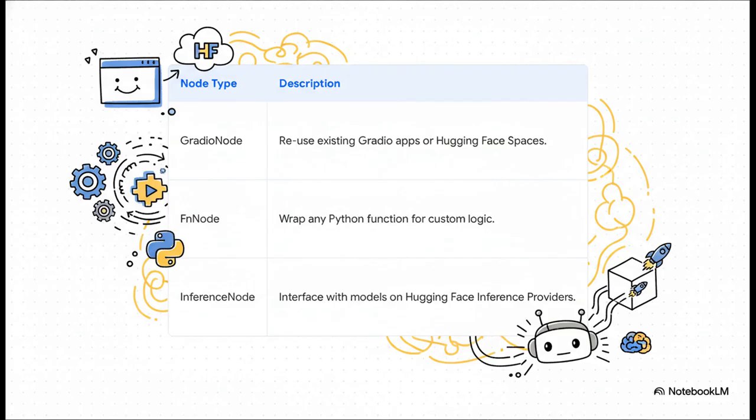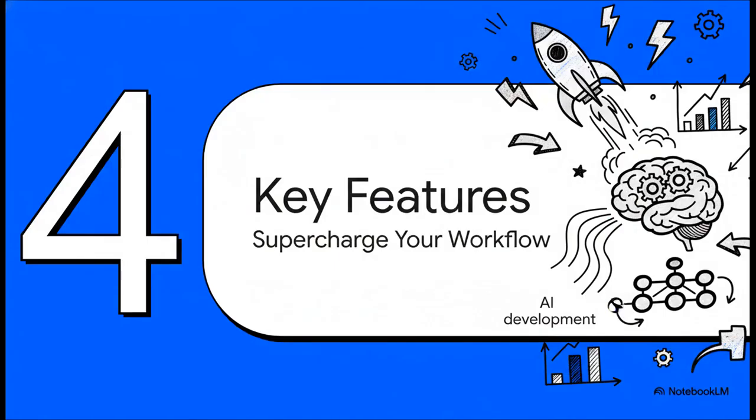Now, to build these graphs, you basically have three main types of building blocks, or nodes. First, you've got the Gradio node, which is awesome for plugging in Gradio apps or Hugging Face spaces you've already built. Then there's the FN node, which lets you wrap any old Python function you want for your own custom logic. And finally, the inference node lets you talk directly to models on Hugging Face. It's super versatile.